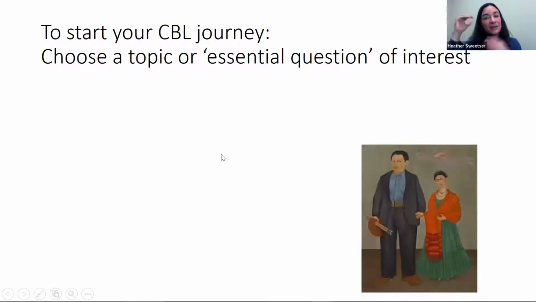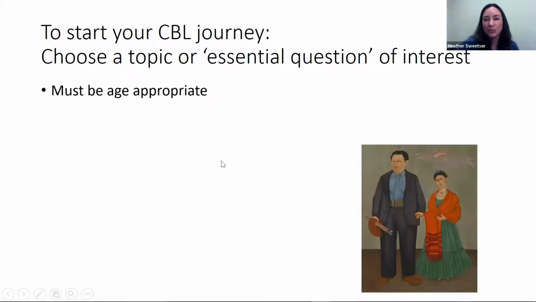So to start your content-based learning journey, what I like to tell people is choose a topic or essential question of interest. It must be age appropriate. I've made this mistake and I push students just a little bit too far, I think, sometimes. So to let people know, I do teach at the university throughout the year, but I also teach at a local high school, Arabic here.